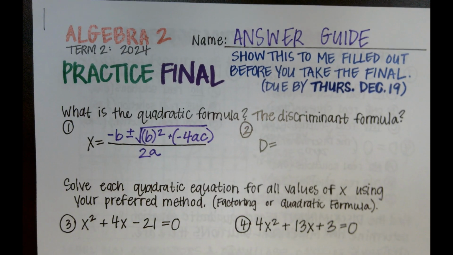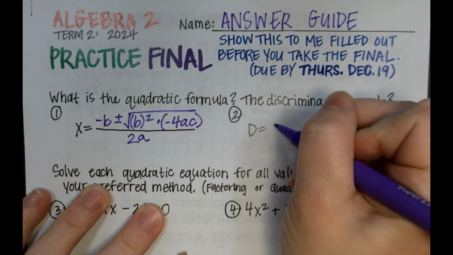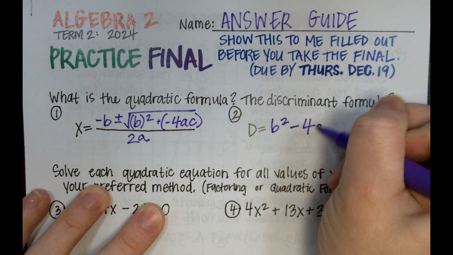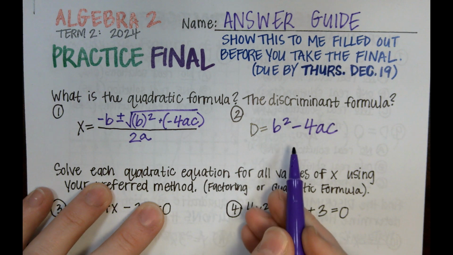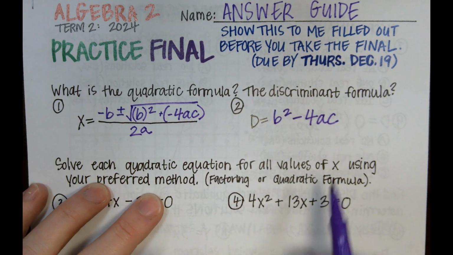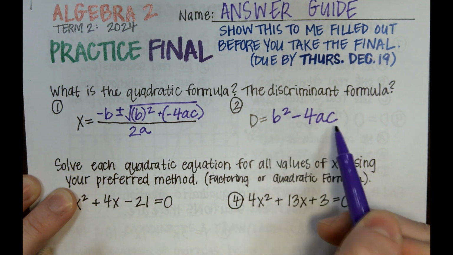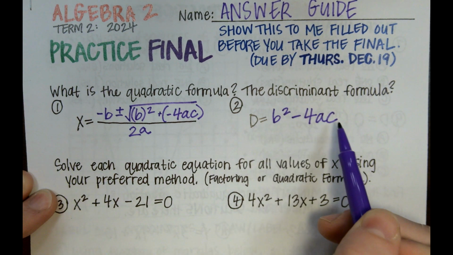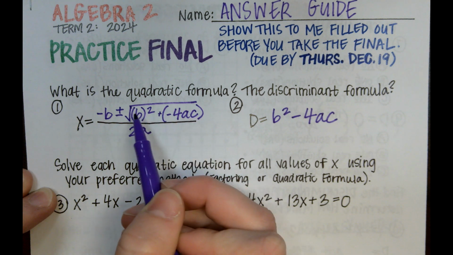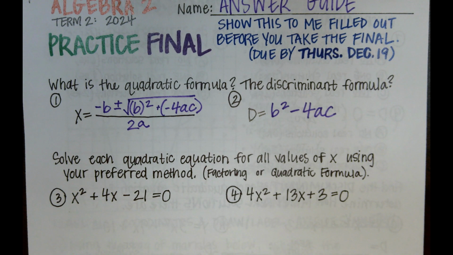What is our discriminant formula, Michael? It's b squared minus 4 times a times c. Good. Something we might notice is that the discriminant is the same thing as what's underneath the radical, underneath the square root.